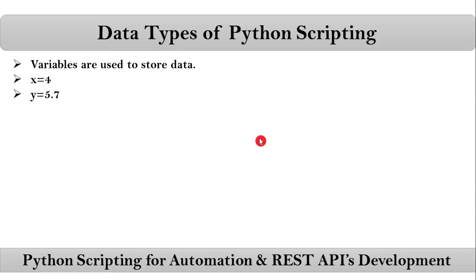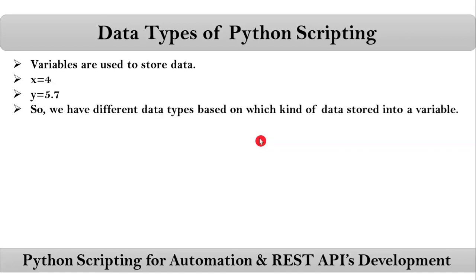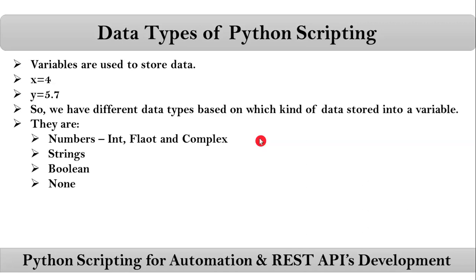Not only integer and float, we can also store some string or text or message into a variable. In that case, we can say that our variable is string data type. And we can even store Boolean and none type. So simply we have different data types based on which kind of data we are going to store into a variable. They are numbers, strings, Boolean and none. In numbers we have integer numbers, float numbers and even complex numbers. Then strings, Boolean and none. So these are the different data types of Python scripting.